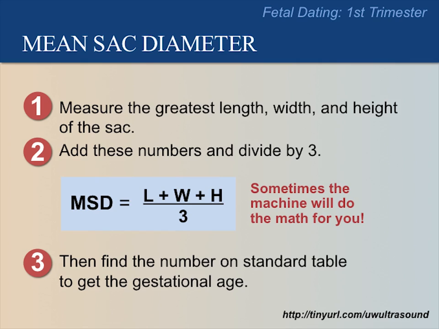Many machines will have a built-in program called an OB package. If you have the OB package, then make 3 measurements and the machine will calculate the gestational age for you. Otherwise, you must do the math yourself. It is very important to make precise measurements so the gestational age is accurate.